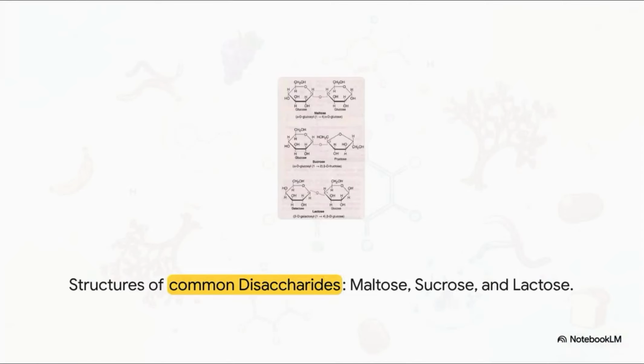And here is the result of those linkages, the disaccharides. Look at how versatile D-glucose is as a building block. If you link a glucose to another glucose, boom, you get maltose. Link a glucose to a fructose and you get sucrose, which is your standard table sugar. Link galactose to a glucose and you've got lactose, the sugar found in milk. By simply mixing and matching these basic monosaccharides through those glycosidic bonds, nature creates all these diverse, crystalline, water-soluble sugars we use every single day.